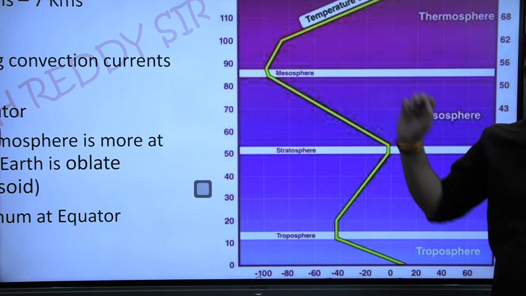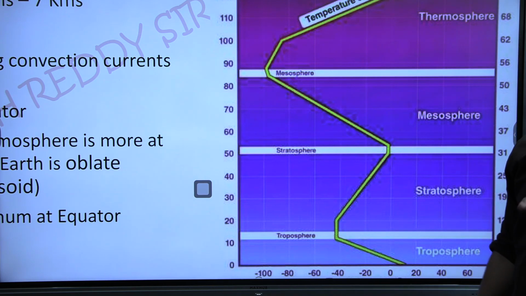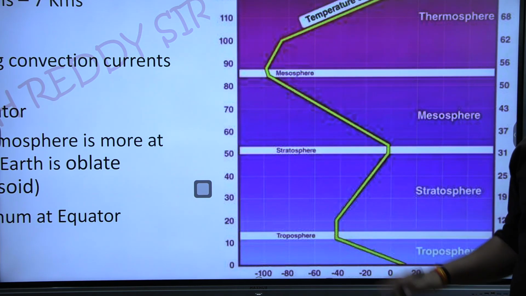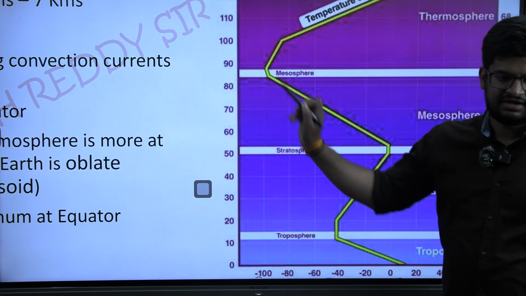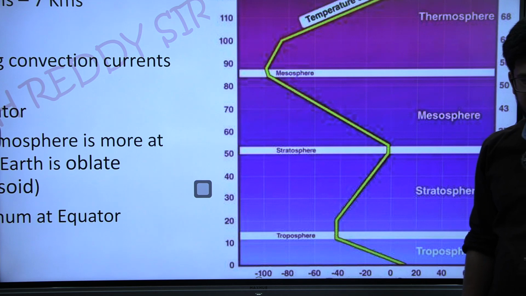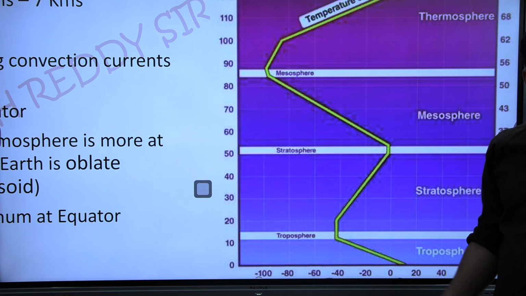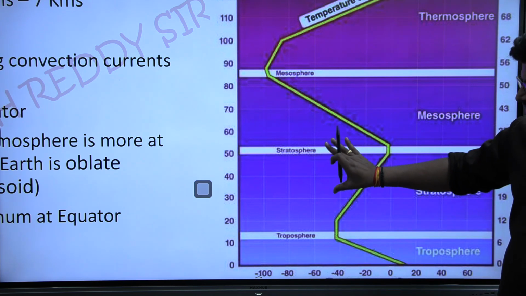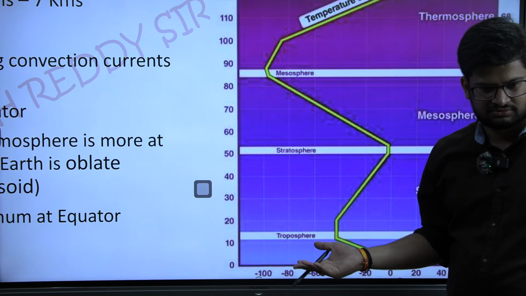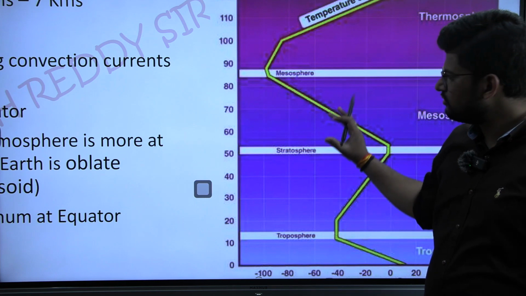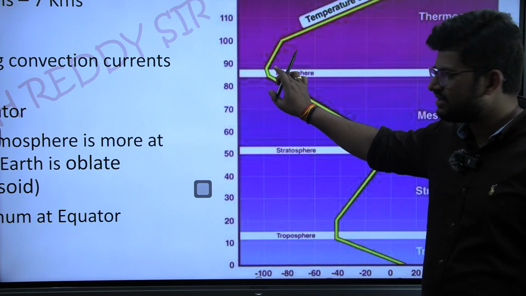What is the next layer we have? Mesosphere, the third layer from the Earth's surface. In this mesosphere, once again if you look here, the temperature is decreasing. Why does the temperature decrease here? Because there is no ozone now. The stratosphere has increasing temperature because there is ozone. In the mesosphere there is no ozone, no trapping of heat. So that's why the mesosphere is the coldest layer.